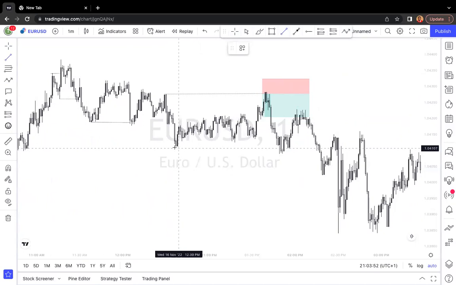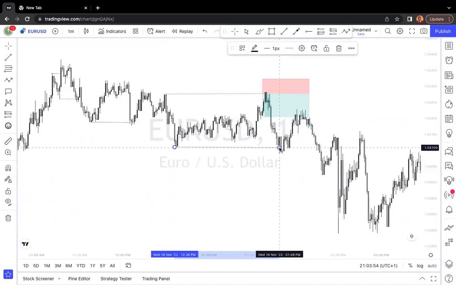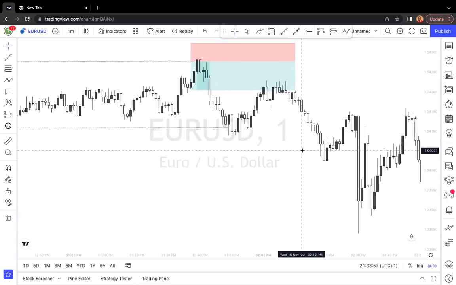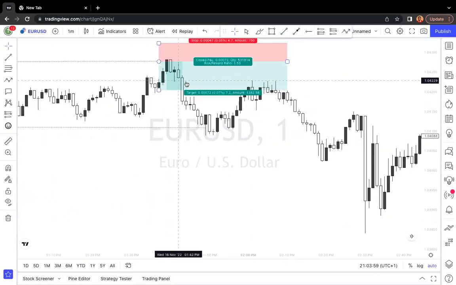What is the next target? To take out what? External liquidity. We have taken out external. What is the next target? Internal. Internal liquidity represented as what? Fair value gap. So where's the fair value gap here?